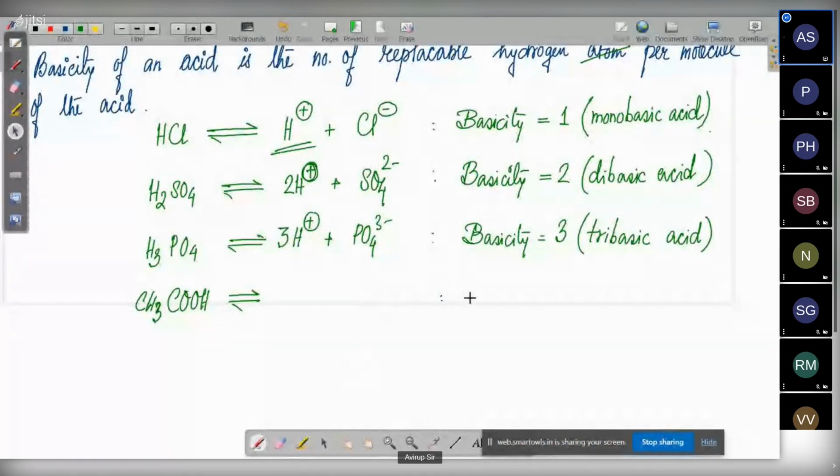4. Yes? No, this one is not 4. So the basicity of acetic acid is 1. Acetic acid is a monobasic acid.